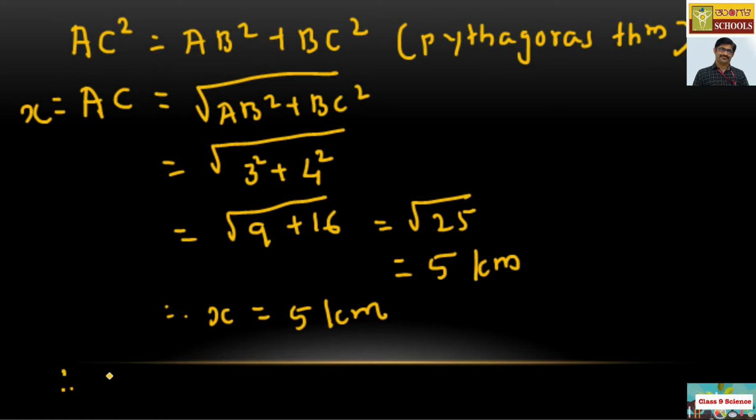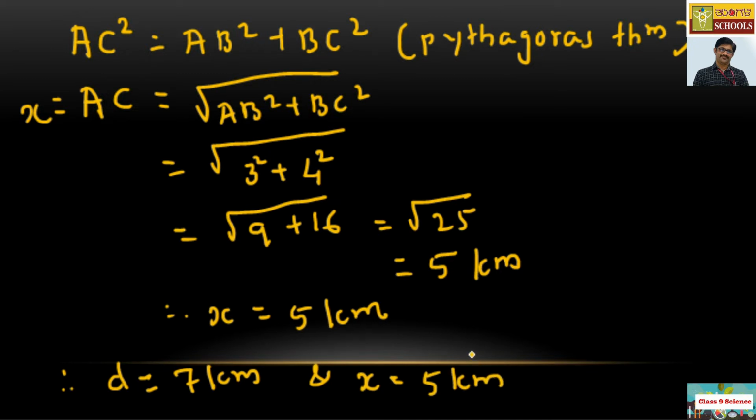Therefore, you can say that the distance traveled is equal to 7 kilometer, and displacement x is equal to 5 kilometer. You can note directly here that the distance traveled and displacement are not same. Distance traveled is the actual path covered, whereas displacement is the minimum or least distance covered.